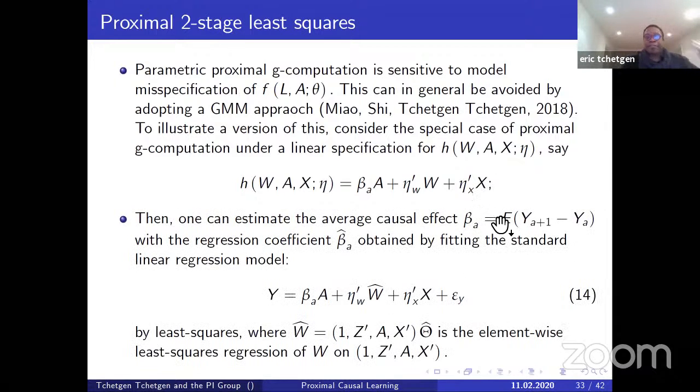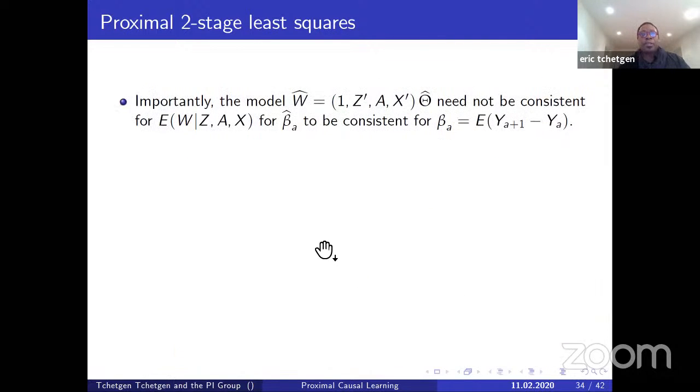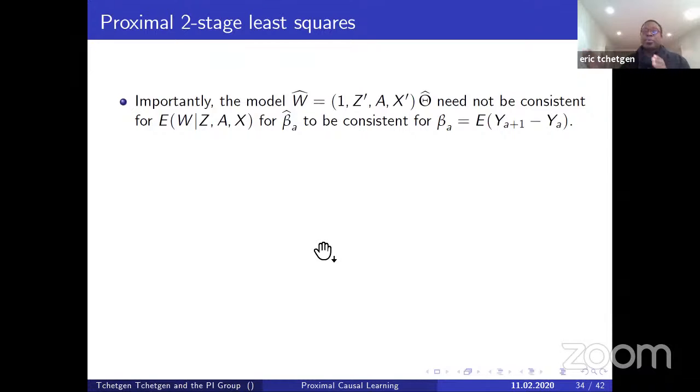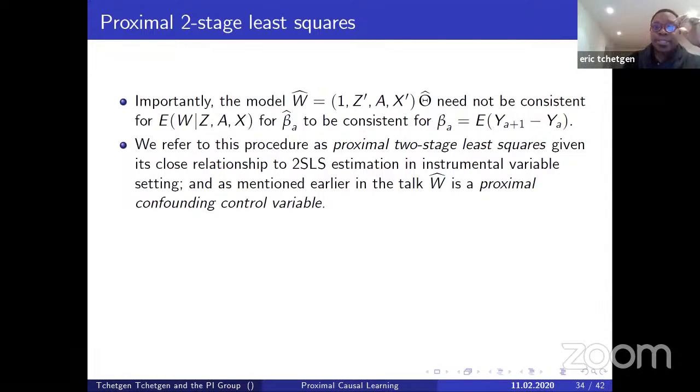Then one can estimate the average causal effect with a regression coefficient beta hat A, obtained by fitting the standard linear regression, where you've just regressed W on A, Z, and X in the first stage, and you put it in here. So what are the properties of this? Importantly, just like in two-stage least squares, the model W hat need not be consistent for the mean of W given Z, A, and X for beta hat A to be consistent for beta A. Okay, as long as you use least squares for that first stage. We refer to this procedure as proximal two-stage least squares, given its close relationship to two-stage least squares estimation in the instrumental variable setting. And as mentioned earlier in the talk, W hat is a proximal confounding control variable.